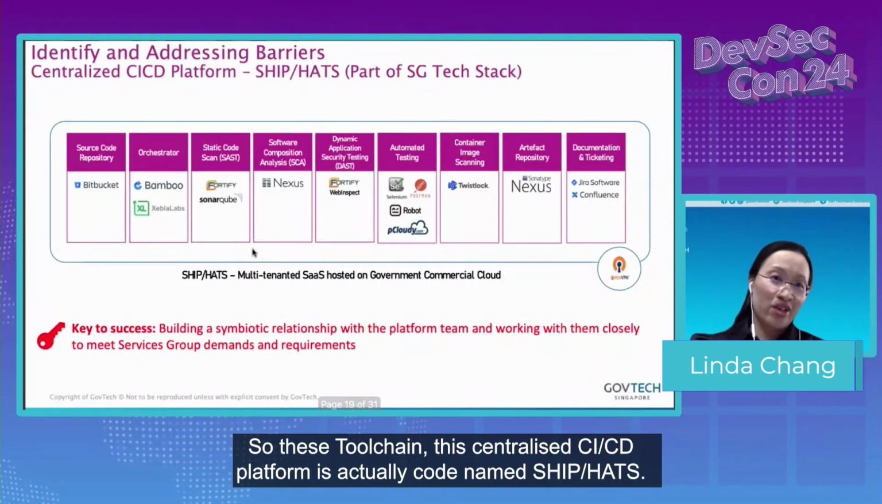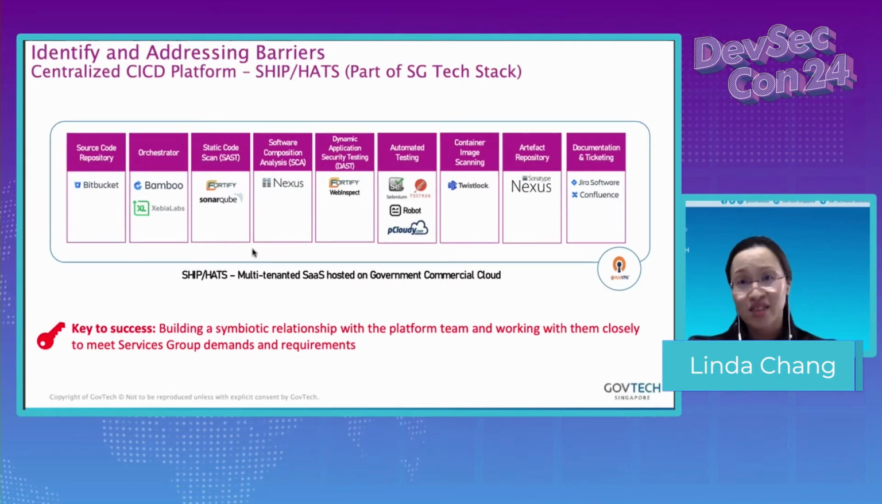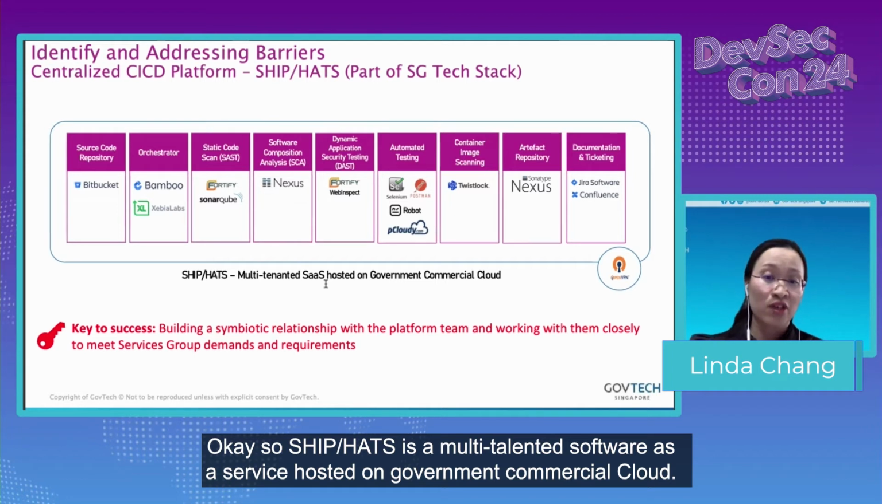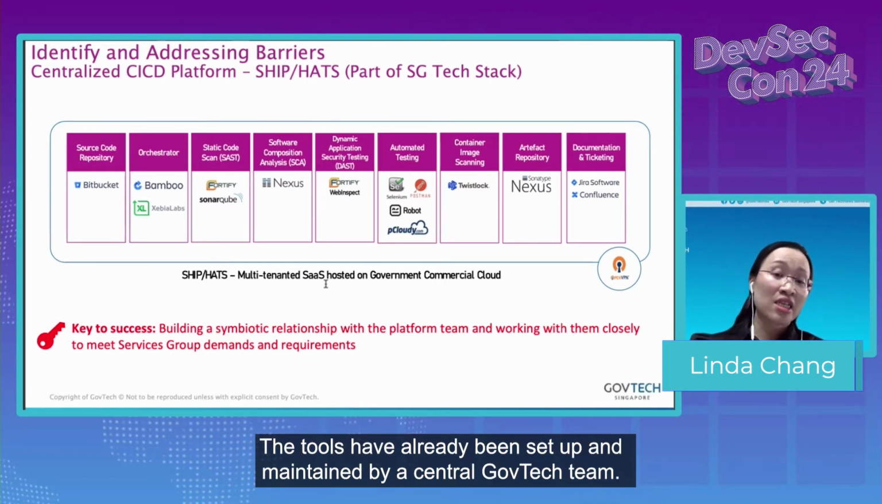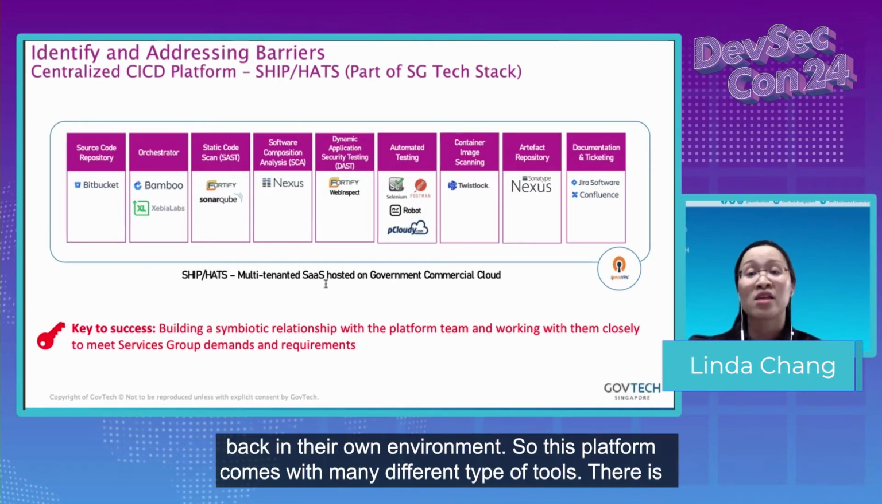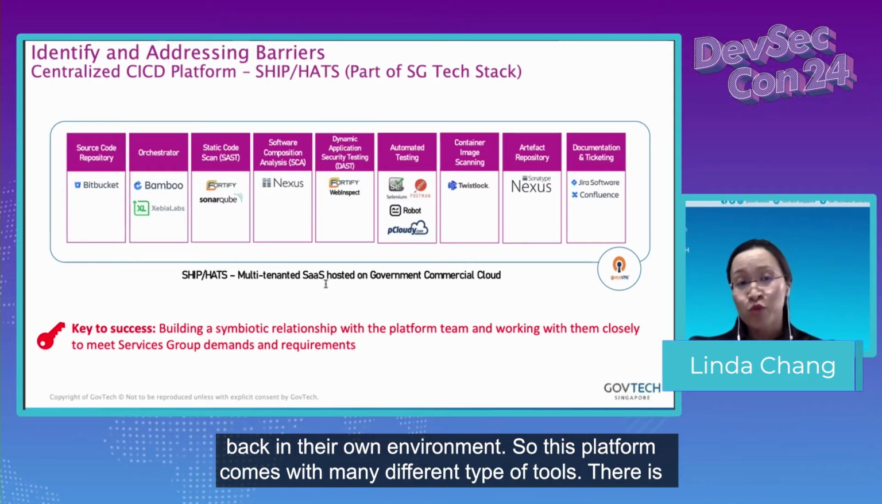This tool chain, this centralized CI/CD platform, is actually codenamed ShipHats. ShipHats is a multi-tenanted software as a service hosted on the government commercial cloud. The tools have already been set up and maintained by a central GovTech team. The agencies simply have to subscribe and use the tools. They do not have to set up similar tools back in their own environment. This platform comes with many different types of tools.